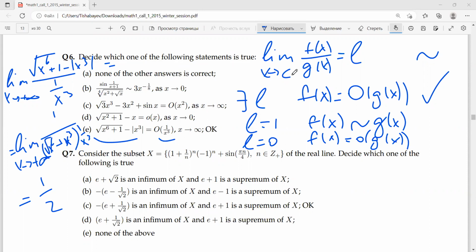Number 7. You need to hurry up because you have another session, chemistry, after this session. So consider the subset of the real line. Decide which one of the following is true. So here, find supremum and infimum of this set. What is supremum? Least upper bound, it is supremum. Greatest lower bound, it is infimum.